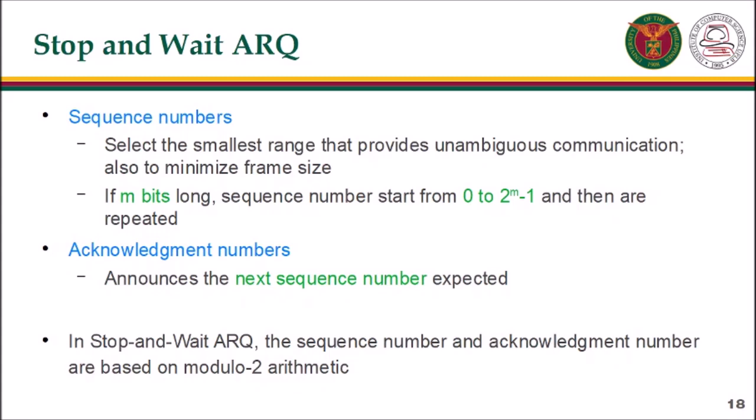To prevent duplicate packets, the protocol uses sequence numbers and acknowledgement numbers. A field is added to the packet header to hold the sequence number of that packet. In sequence numbers, the smallest range that provides unambiguous communication is selected. This is also to minimize frame size. If m bits long, the sequence numbers start from 0 to 2 raised to the m minus 1 and then are repeated. Acknowledgement numbers announce the next sequence number expected. In stop and wait ARQ, the sequence number and acknowledgement number are based on modulo 2 arithmetic.